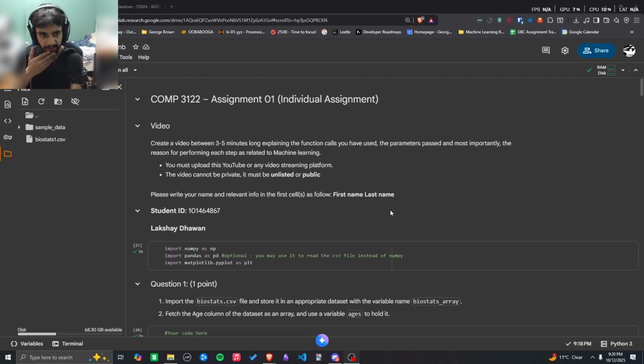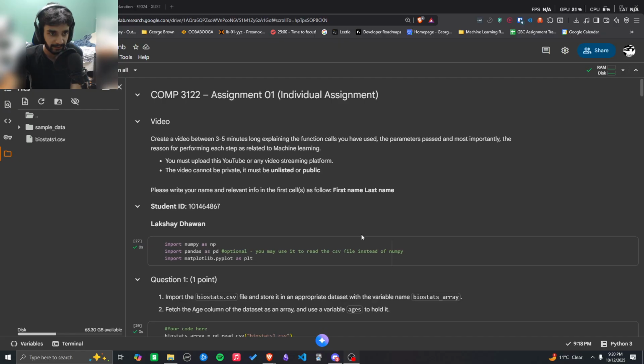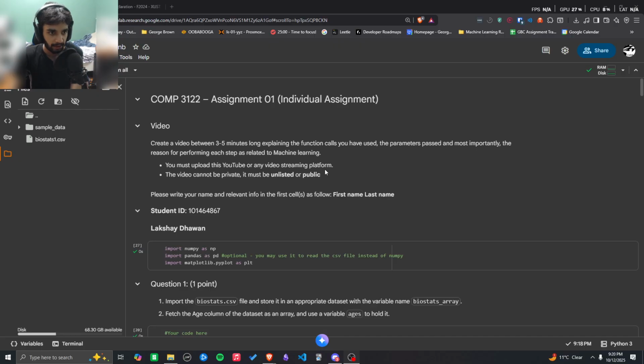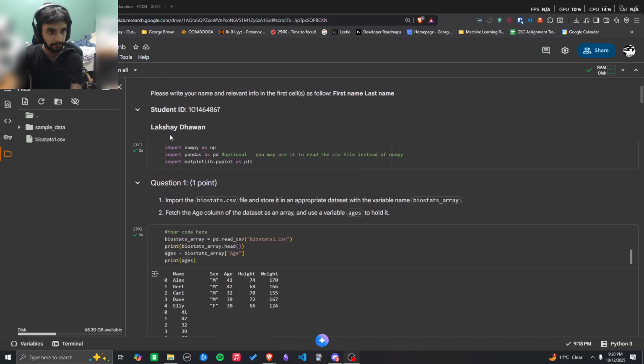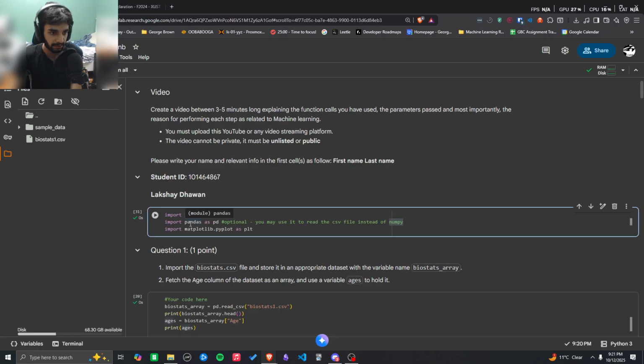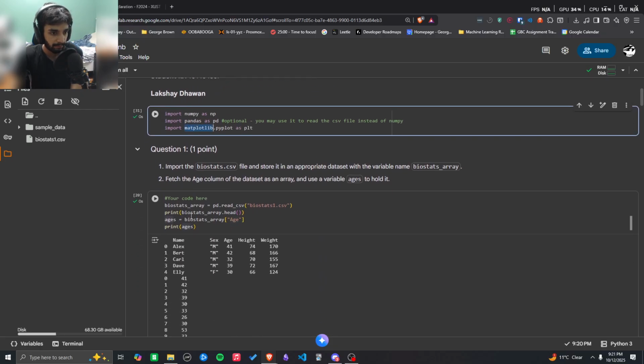Hey, my name is Lakshay, and today I'm going to be going over Data Science 3.1 COMP 3122, our assignment 1. So first we're going to import everything, all our libraries that we're going to use: pandas, numpy, matplotlib.